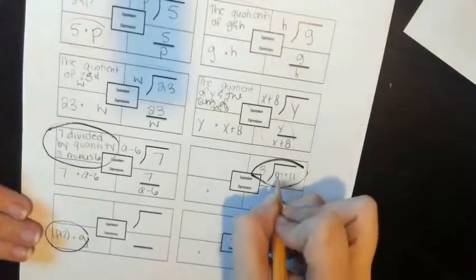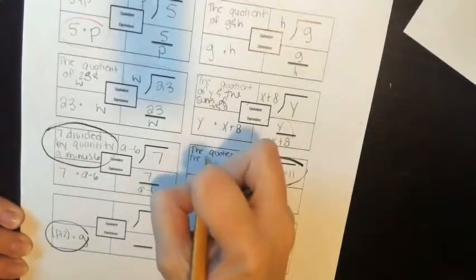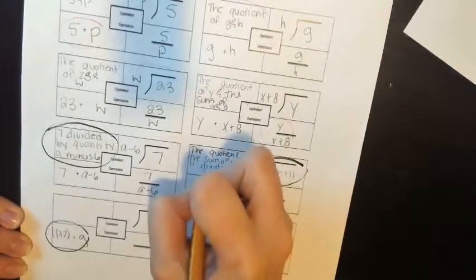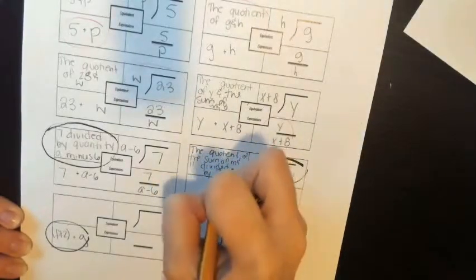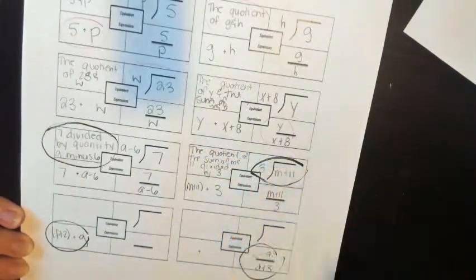All right, here we have m plus 11 divided by 3. So it could say the quotient of m plus 11 divided by 3, but it's more likely to say the quotient of the sum of m and 11 divided by 3. So then we would have m plus 11 divided by 3, m plus 11 divided by 3. Okay, 2 more to go.